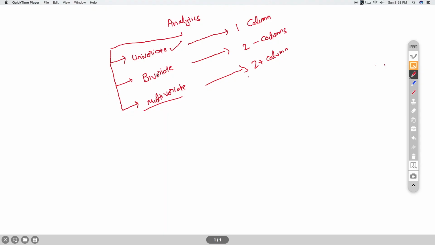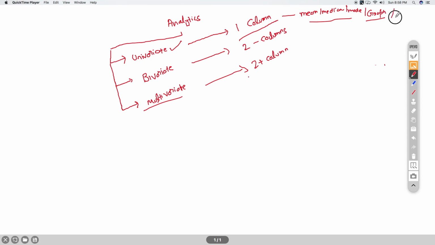Now, as we understood what analytics is, and we understood there are three types of analytics. In univariate analytics, when you have only one column, what kind of analytics can you perform? You can have mean, median, or mode, the basic kind of analytics. You can represent that information via a graph. You can find out the measures of central tendency. You can create the graph.